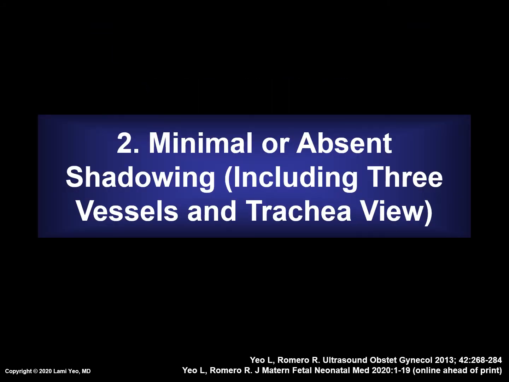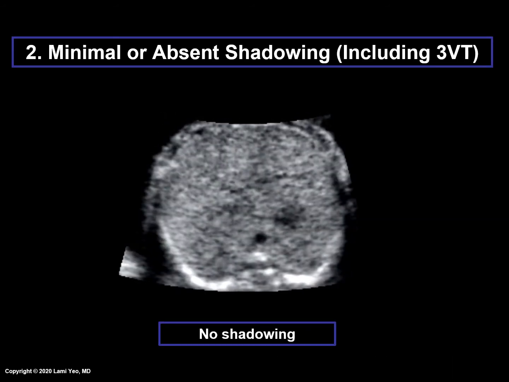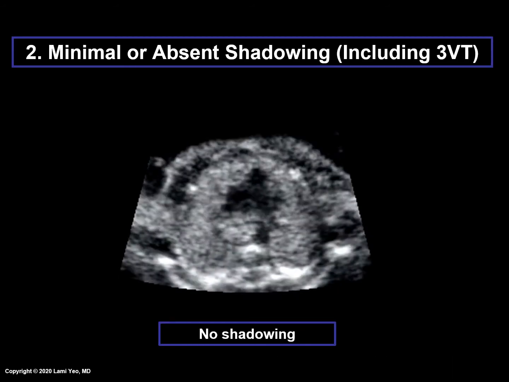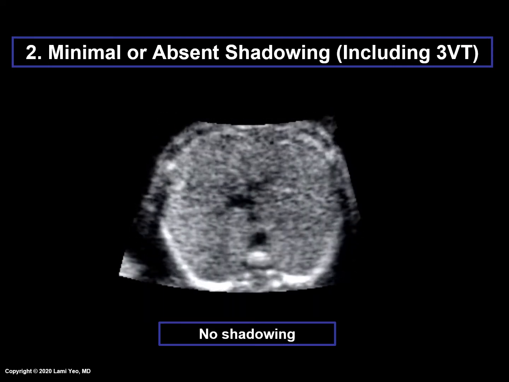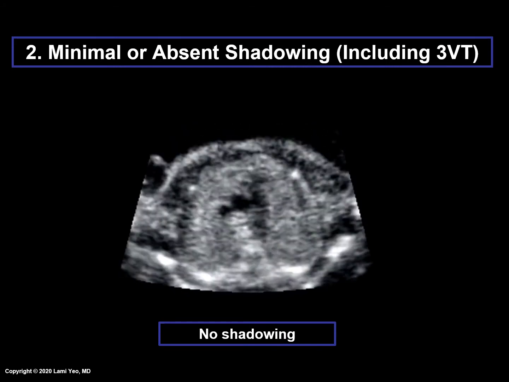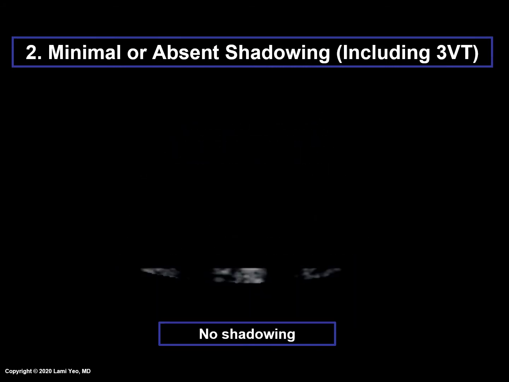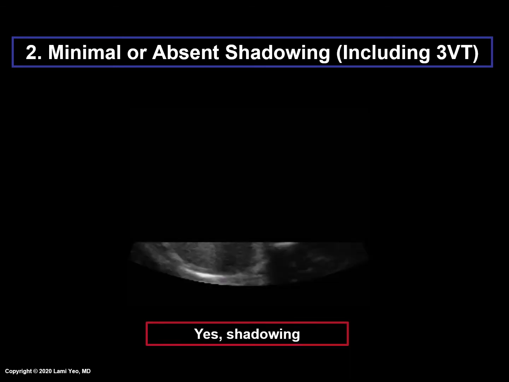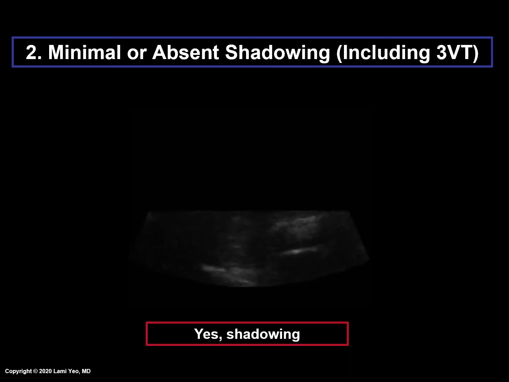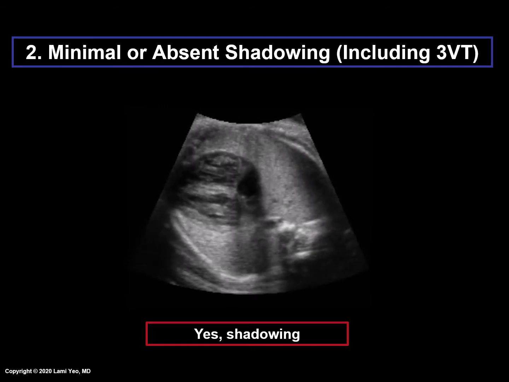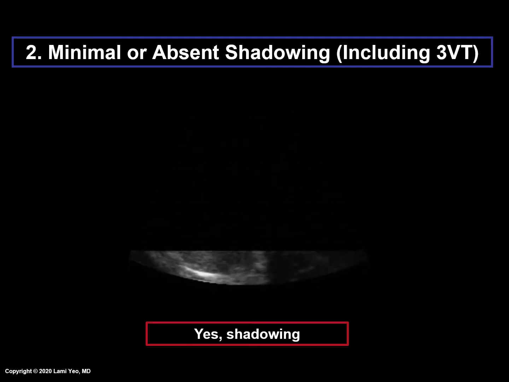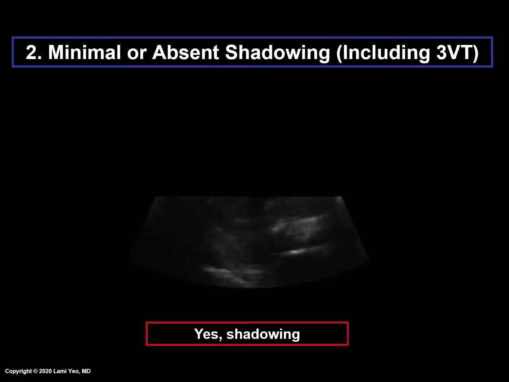The second STICLoop criteria is minimal or absent shadowing, including the 3 vessels and trachea view. For this STICLoop of a breech fetus, there is no shadowing evident, including of the 3 vessels and trachea view. However, in this STICLoop, there is shadowing, which will obscure visualization of cardiac anatomy if this volume is analyzed by FINE.